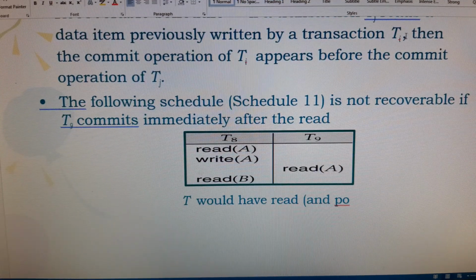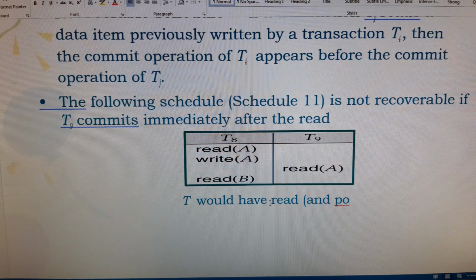Here we take two transactions, Ti and Tj. Let us take an example: Ti is T8, and Tj is T9. If Tj, that is T9, wants to read a particular data item, the write operation on that data item must already have been completed by the previously executed transaction. That means if T9 wants to read A, then the write of A should have been completed by T8. Then the schedule is going to be recoverable.